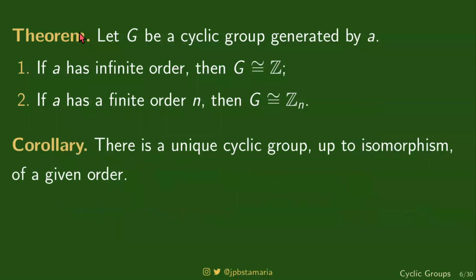Kaya nga as a corollary, of a given order, there is a unique cyclic group. I'm not saying there's a unique cyclic group kasi marami, palitan mo lang yung pangalan ng mga elements, you will form another group, di ba? But we say up to isomorphism. When you hear the word up to isomorphism, ang bilang natin sa dalawang groups na isomorphic lang naman, we count them as one. Hindi natin sila binibilang na magkaiba.